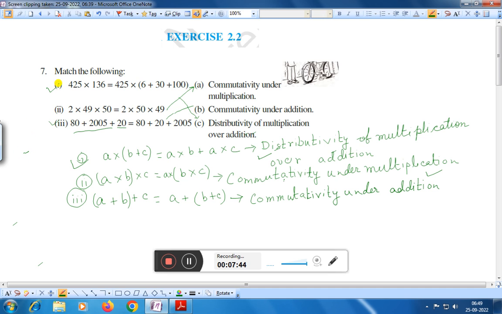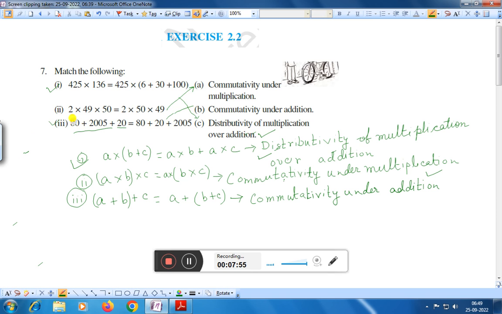You see, this is 425 into 136, A is equal to 425 plus 6 plus 30 plus 100. That is distributivity of multiplication over addition. Number 2 is 2 into 49 into 50. That is 2 into 50 I multiplied first. After that 49. Therefore it is commutativity under multiplication. And number 3 is 80 plus 2005 plus 20 is equal to 80 plus 20 plus 2005. That is commutativity over addition, right? This is the solution of question number 7.